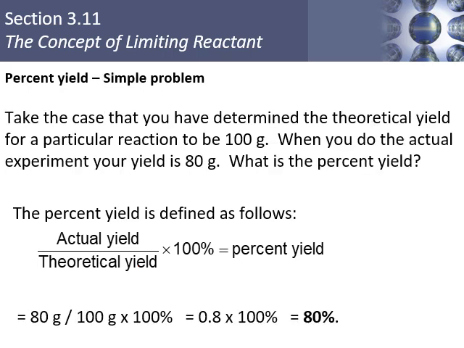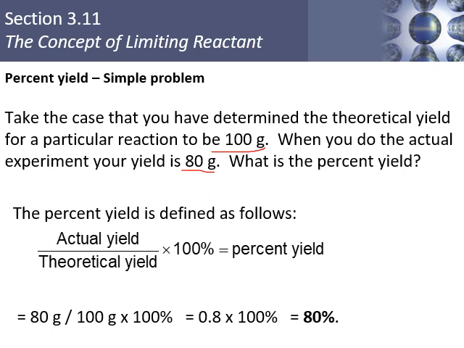So for example, if we do an experiment and we actually got 80 grams where we figured we could have gotten 100 grams, if we did the experiment in a perfect environment, then the yield would be just 80 divided by 100, which is 4/5, which is 80%. So that's all there is to this.